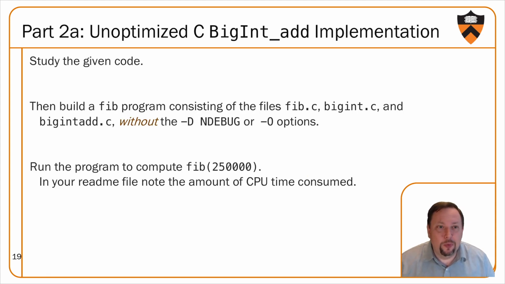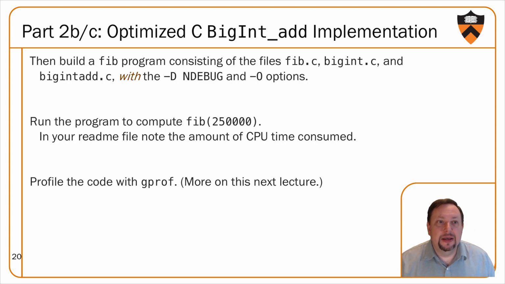So now, what are you supposed to do for part 2? The first thing is we actually have given you a C implementation of BigInt_add. So we want you to look at the code, run the code, and figure out how efficient it is. Figure out how much CPU time it takes to compute the 250,000th Fibonacci number.